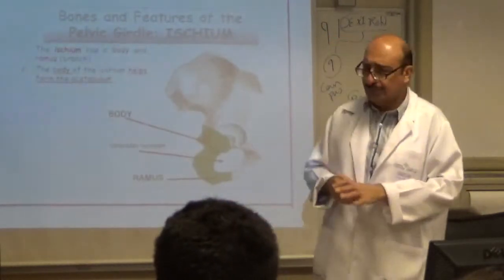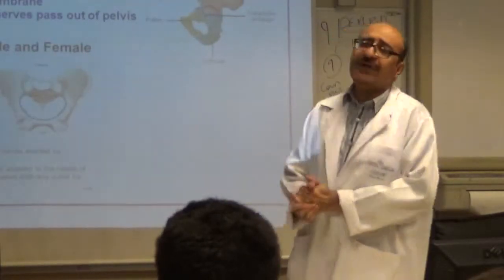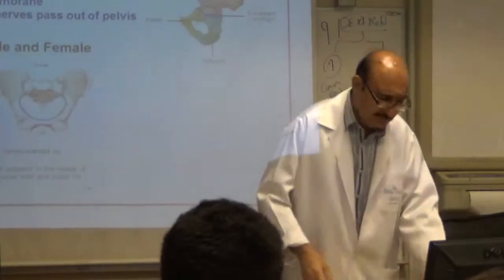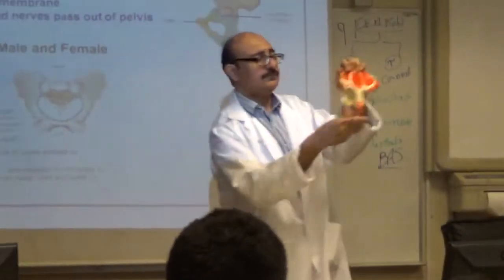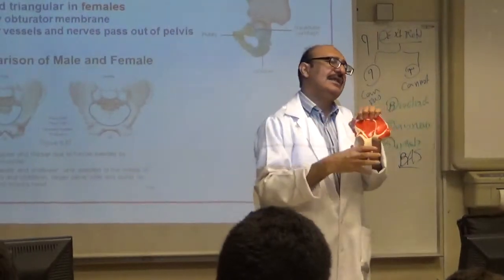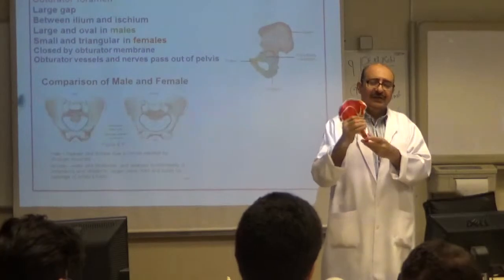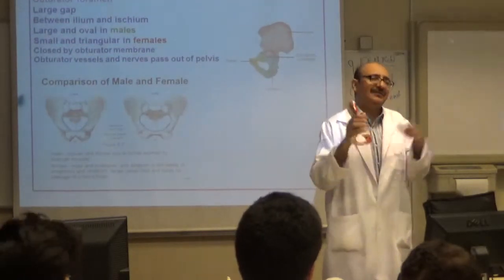Ischiopubic ramus, I told you. No problem. Obturator foramen. This. Obturator foramen. And I told you, in life, this is covered with a membrane, the obturator membrane. What is the need if this is covered with a membrane? It must be a bone.